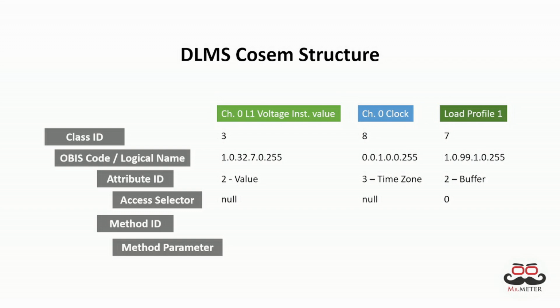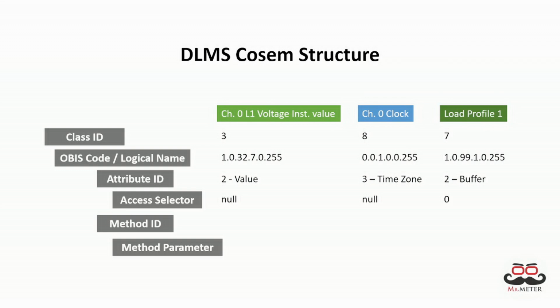Many other objects do not have this access selector. For example, you don't have an access selector for instantaneous voltage or clock, because it has no meaning there. It gets used when it's necessary, actually.